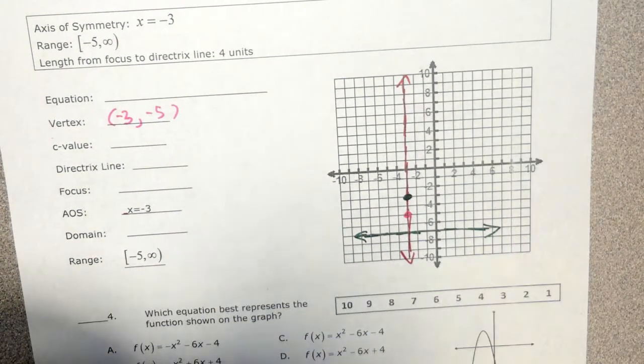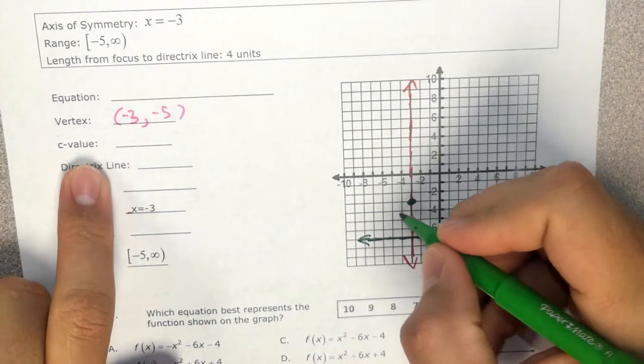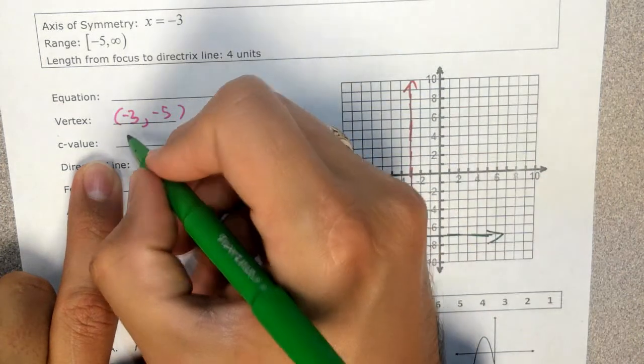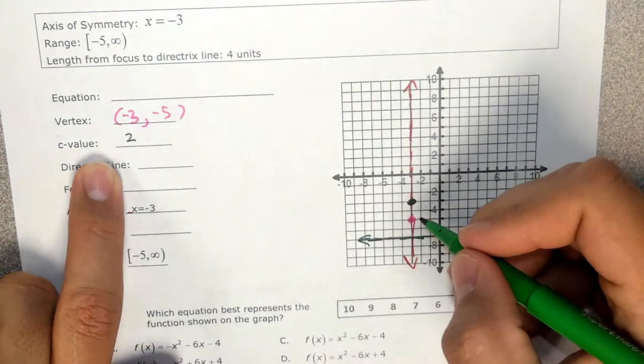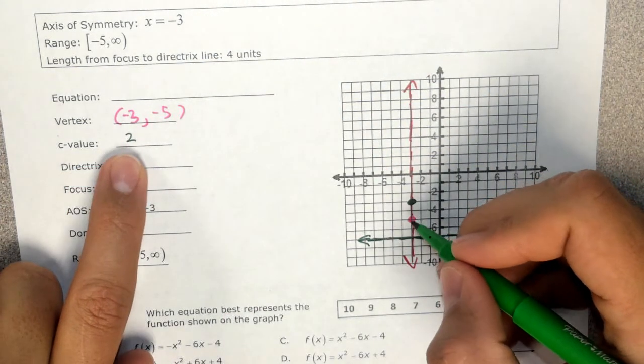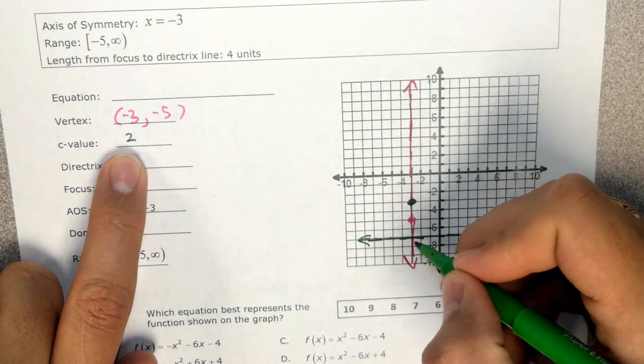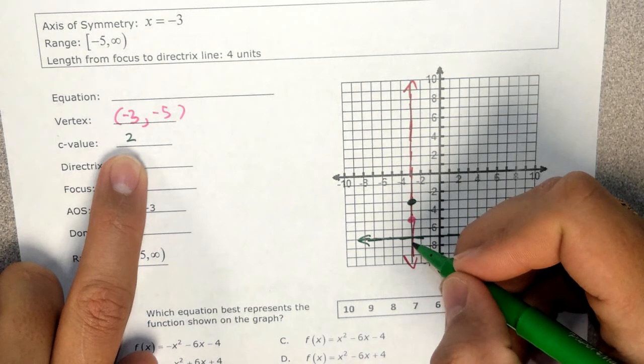So let's check that out right now. My C value, my distance here, 1, 2, 1, 2. That's going to be a C value of 2. Usually it's written if my C is positive, my focus is up. If my C is negative, my focus will be down. So it kind of tells you what direction it opens.